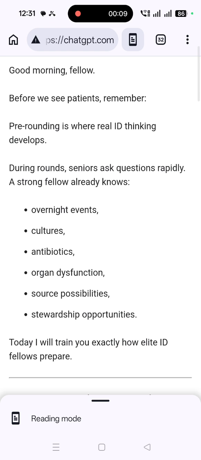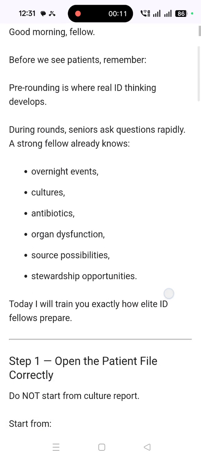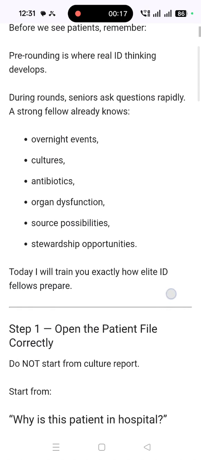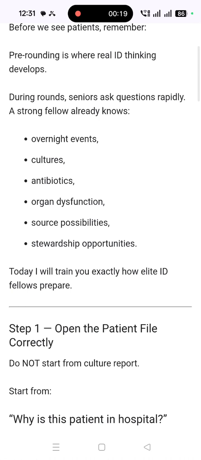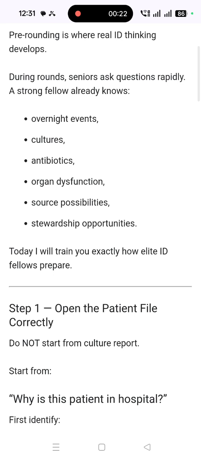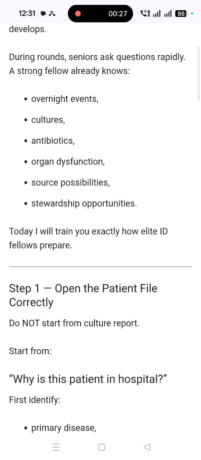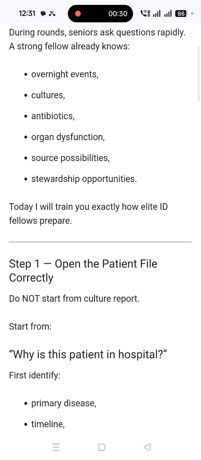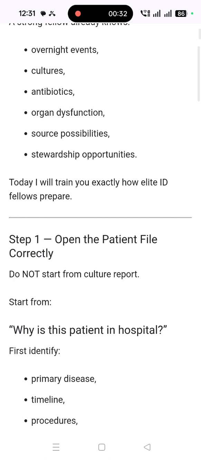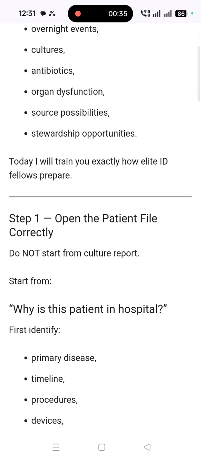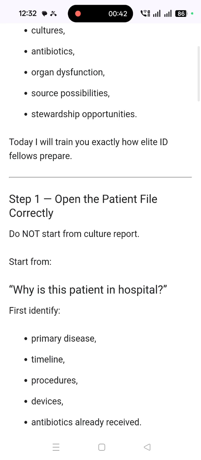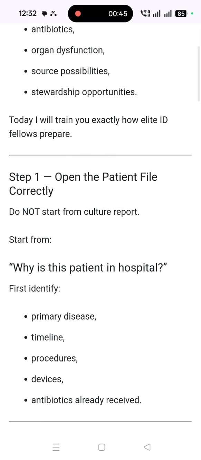Good morning, everyone. Before we see patients, remember pre-rounding is where real ID thinking develops. During rounds, seniors ask questions rapidly, like a strong fellow who already knows the overnight events. You should know what has happened in your ward: the cultures of the patient, antibiotics given, any organ dysfunction, source possibilities, and stewardship opportunities. Today I will train you exactly how elite ID fellows prepare.